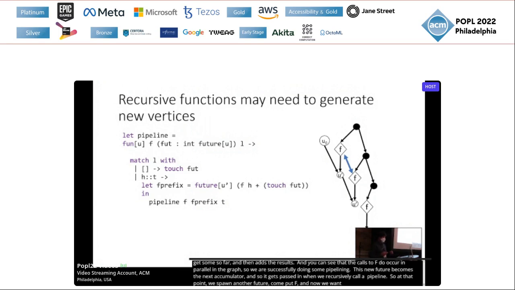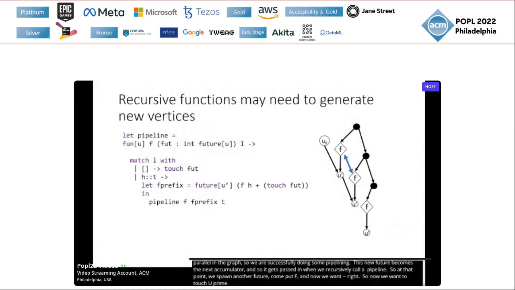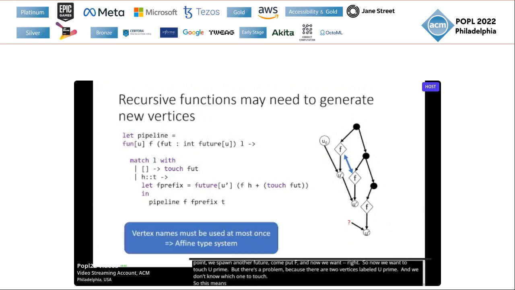Right, so now we want to touch u prime, but there's a problem because there are two vertices labeled u prime. And we don't know which one to touch. So this means that vertex names must be used at most once, which in turn means that the part of the type system that deals with vertex names must be affine.